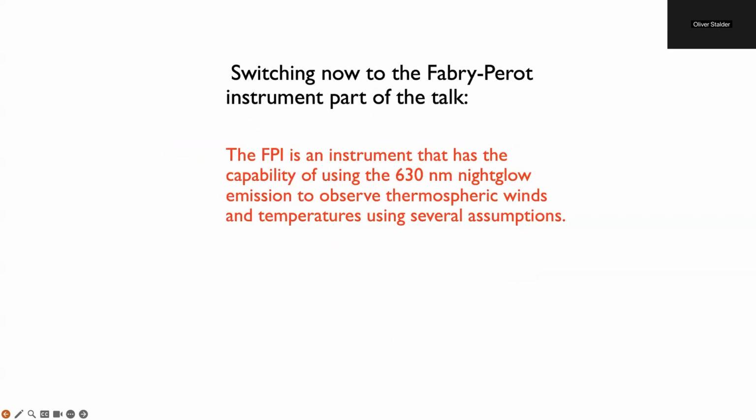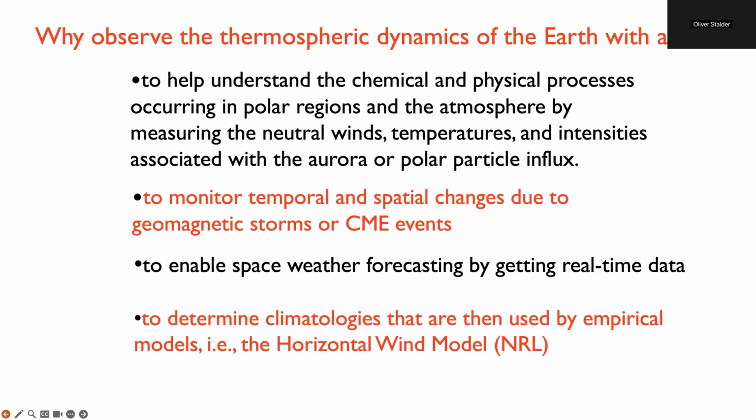Switching now to the Fabry-Pérot instrument part of the talk, as I've been saying, the Fabry-Pérot is an instrument that may use the 630 emission to observe winds and temperature using a number of assumptions, all of which are quite reasonable. So why observe the dynamics of the Earth with the Fabry-Pérot?